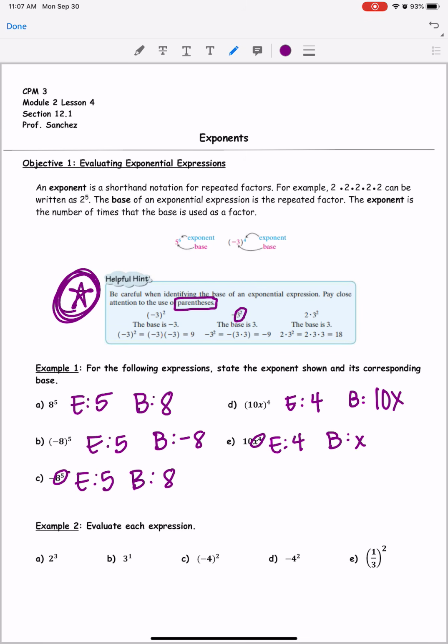The difference between these two is on D, when you have 10x in parentheses to the 4th, what that means is that you have 10x times 10x times 10x times 10x. The 10x is what's repeating. That is your repeated factor. But on E, now we just have 10 times x times x times x times x. So there's a difference when you have those parentheses versus when you don't.